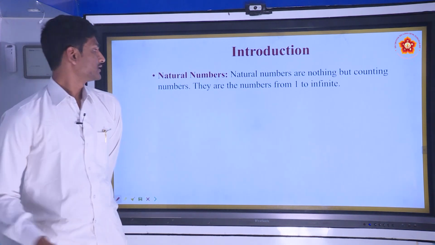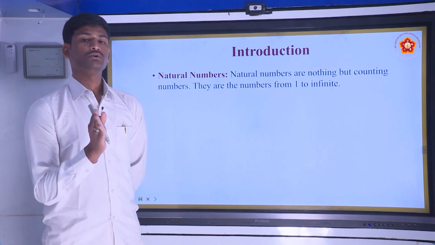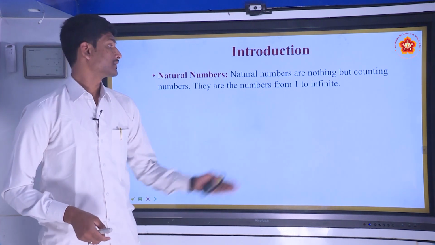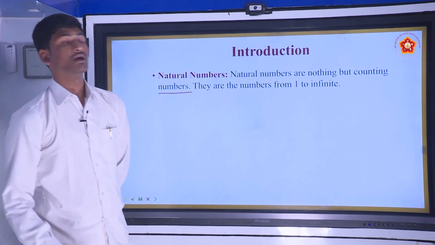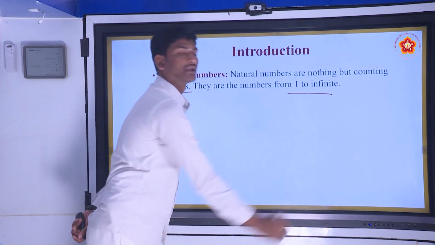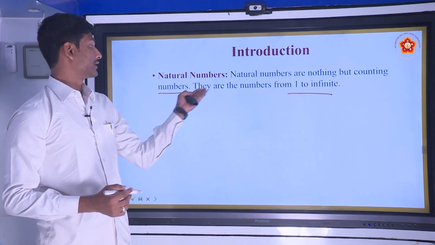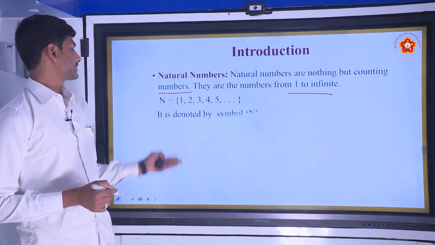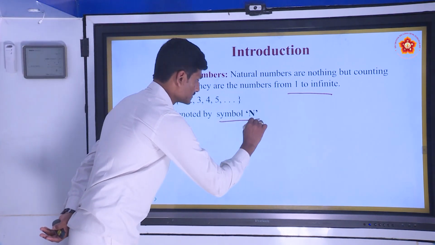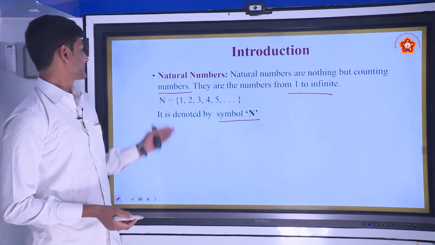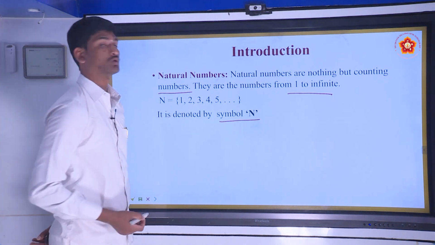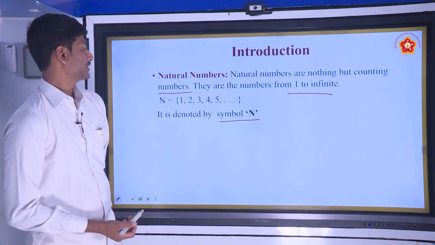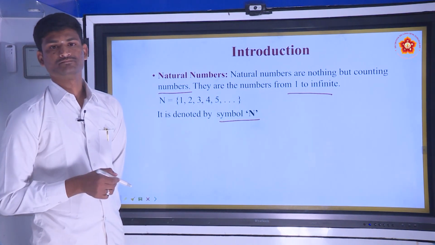Natural numbers. The natural numbers are those used in the counting system, right? Here the natural numbers are nothing but counting numbers. They are the numbers from 1 to infinity. The natural numbers are represented by the capital letter N. It is written as N is equal to 1, 2, 3, 4, 5 up to infinity.